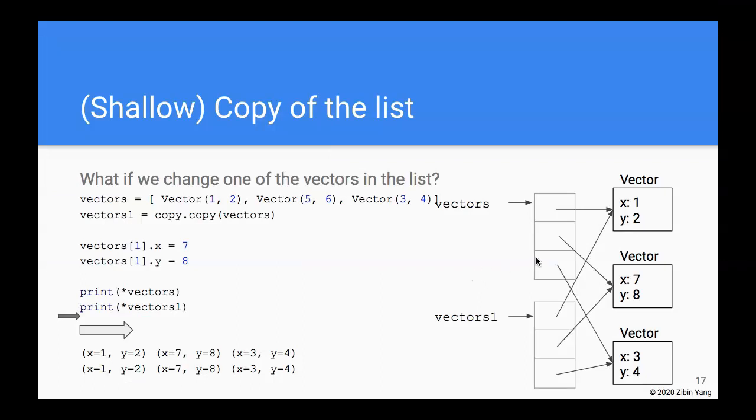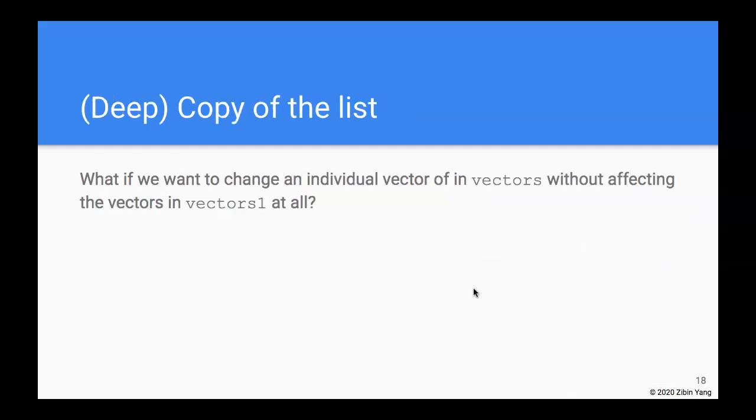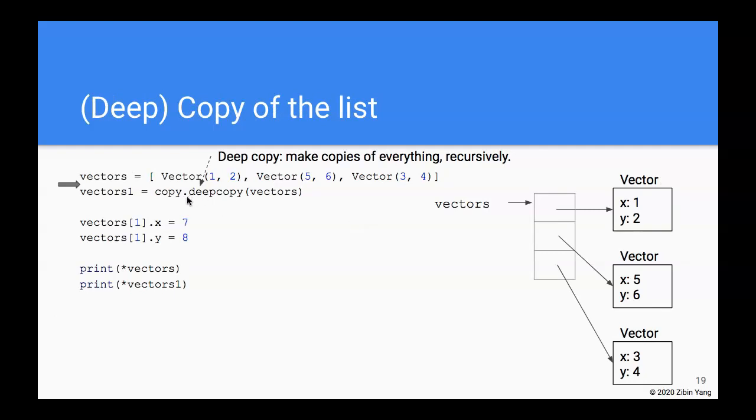If we change the vectors in the original list, we don't want those changes to be reflected in the copy of the original list. Well, we can do what's called a deep copy. To do a deep copy, we use copy.deepcopy. What a deep copy does is it makes a copy, but unlike shallow copy, which only copies one level deep, this recursively makes a copy of everything.